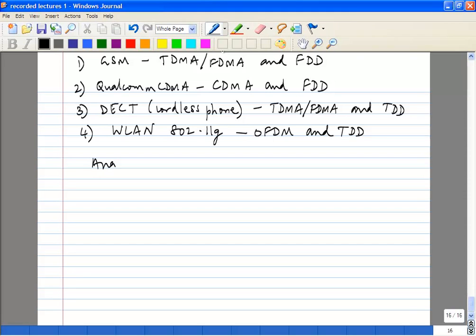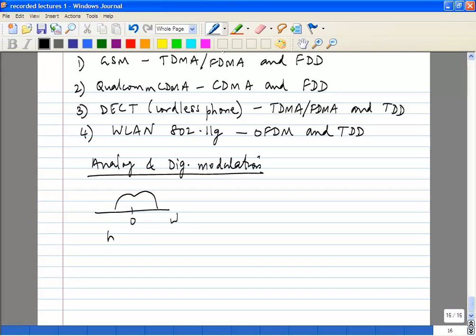Now let's look at some schemes of analog and digital modulation. So before we start looking at modulation, let's start looking at some terms which we'll use here. So if you have a certain signal around a frequency 0, so this is called a baseband signal. Now you can perform a couple of operations around this. So in the transmitter you do what is called modulation, and in the receiver you do what is called demodulation.